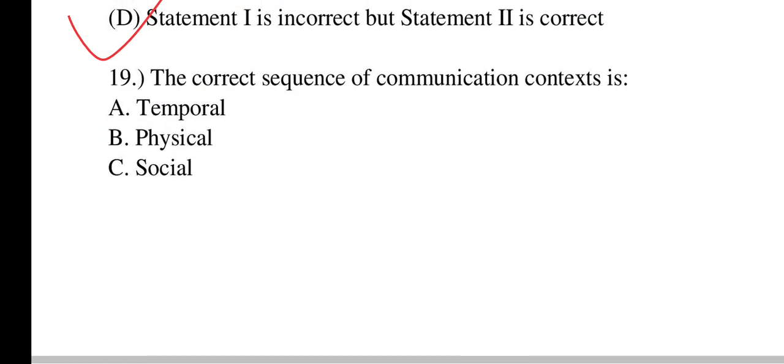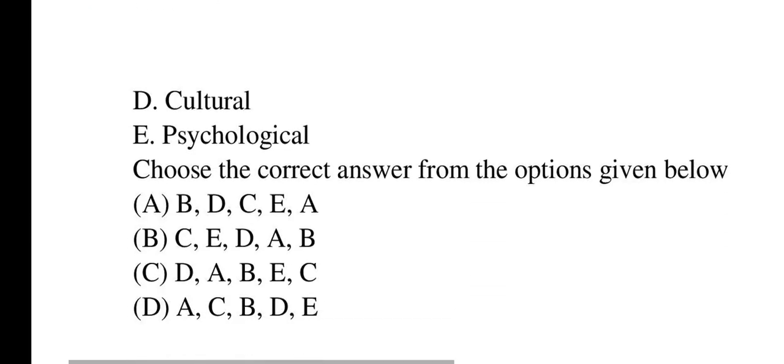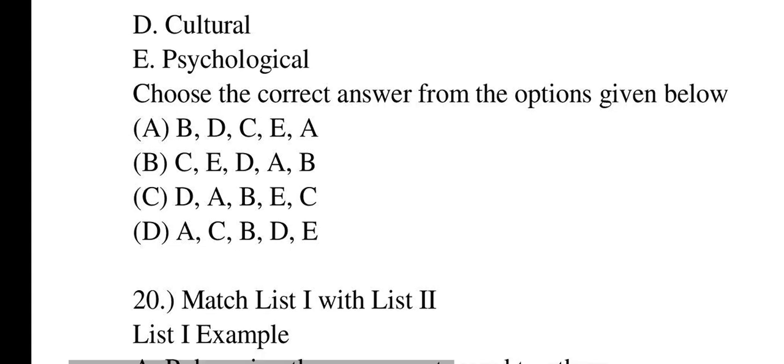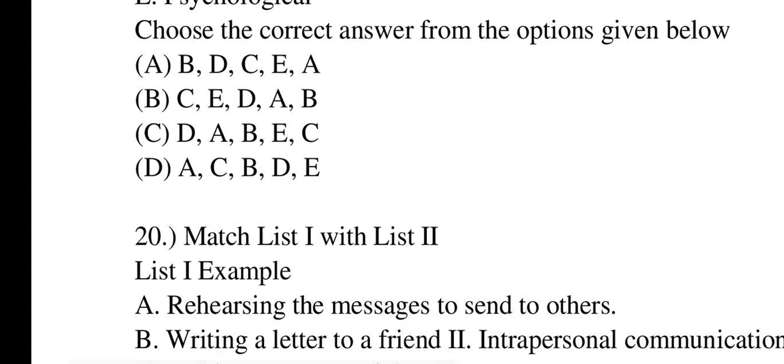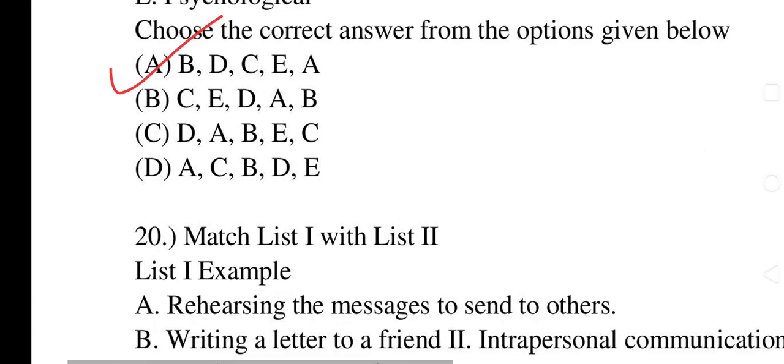19 says the correct sequence of communication contexts is what? A, B, C, D, E: temporal, physical, social, cultural, psychological. Now choose the correct answer from the options given below. Number 19, option A will be correct: B, D, C, E, A. This chronology will be correct.